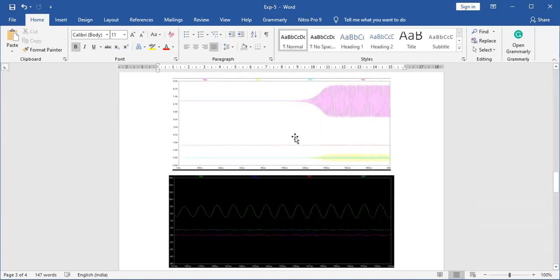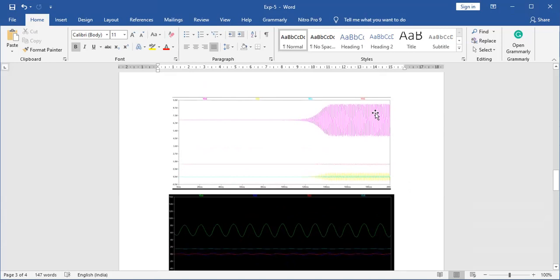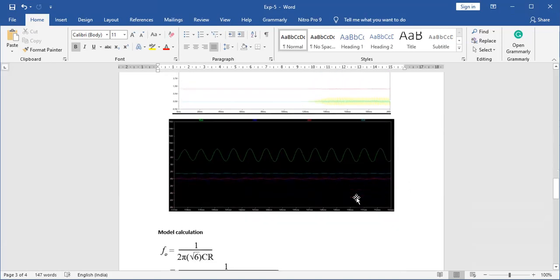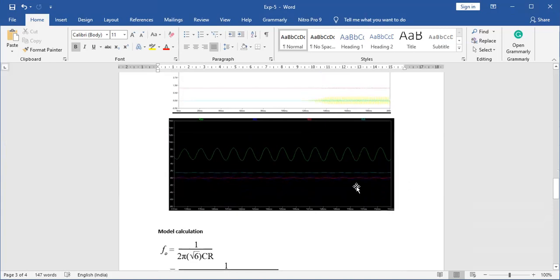These are the waveforms given, VA, VB, VC, and this is the zoomed version of the waveform. After that, you should calculate the frequency of the oscillator.